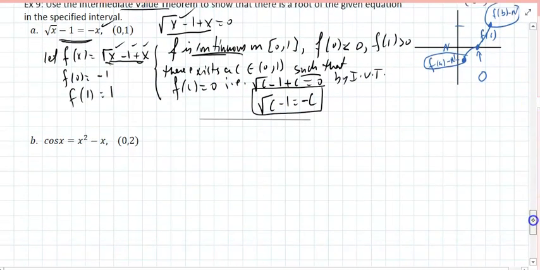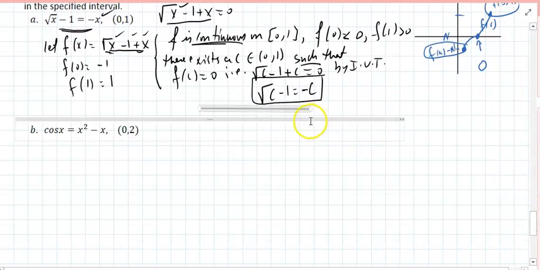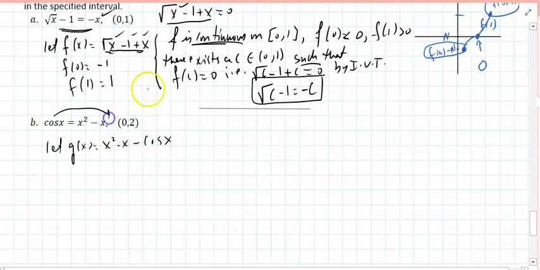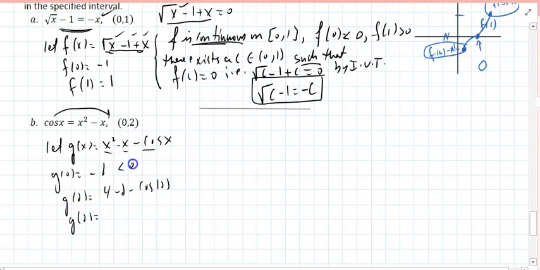Here's another example. Same deal. We say let's say g of x equal x squared minus x minus the cosine of x. So we move everything to one side, 0 on the other side, and we check. The g of 0 is 0 minus the cosine of 0, which is negative 1. The g of 2 is 4 minus 2 minus the cosine of 2. So this is 2 minus the cosine of 2.